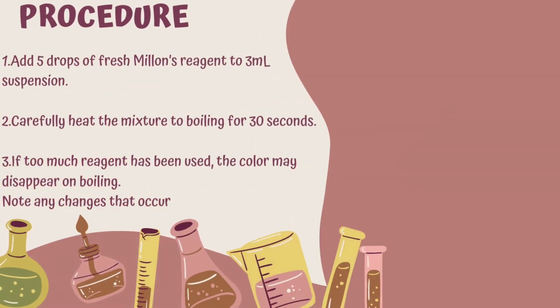Procedure. Step 1. Add 5 drops of fresh Millon's reagent to 3 ml of suspension. Then carefully heat the mixture to boil for 30 seconds. Then Step 3. If too much reagent has been used, the color may disappear on boiling. Step 4. Note any changes that occur.